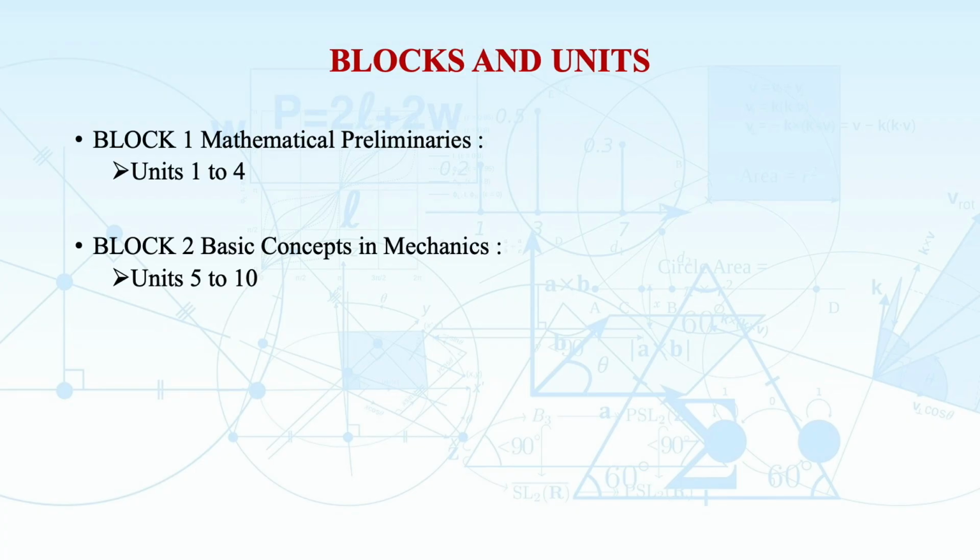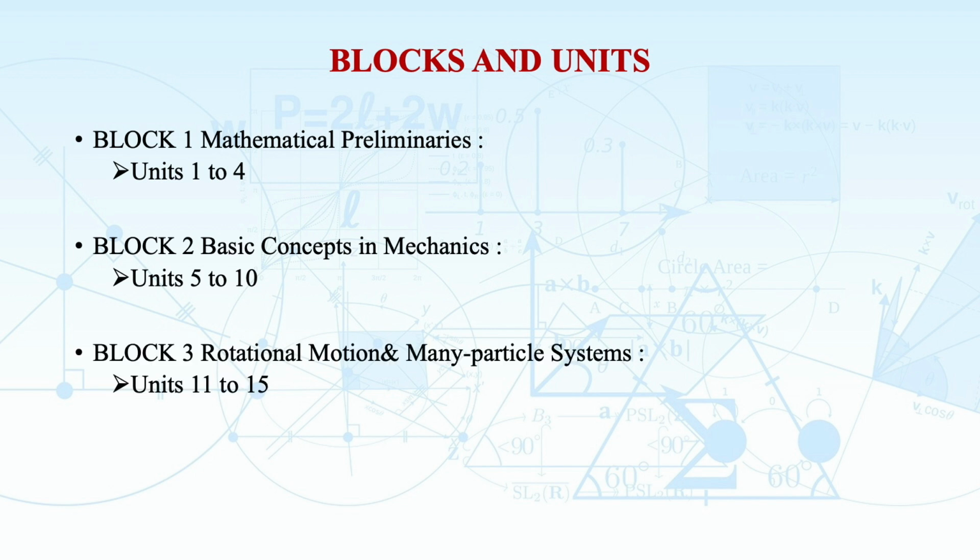In the remaining blocks, the focus is on mechanics. So in block 2, you study the basic concepts of mechanics. In block 3, you study rotational motion and many particle systems. In block 4, you study harmonic oscillations. All this is covered in 19 units. And today, we are going to study the first unit of block 3, which talks about the kinematics of angular motion.